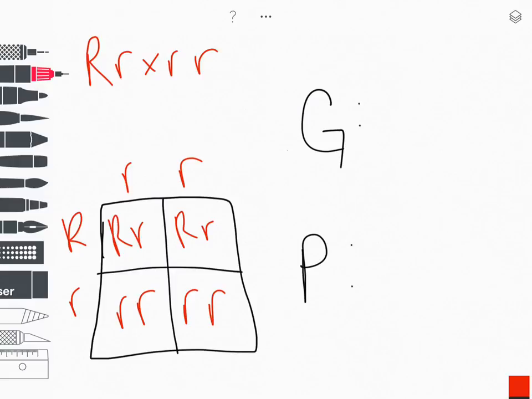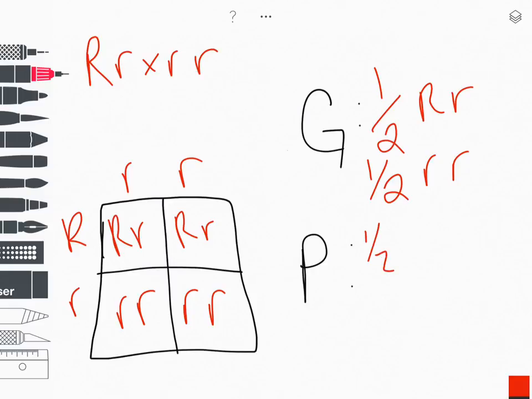And what we see is that 2 out of the 4 boxes are big R, little r. I'll express it as a fraction this time. So 1/2 are big R, little r, and 1/2 are little r, little r. When we go to look at our phenotypes, what we see is that 1/2 of the children, or there's a 50% chance for each child that the child will be roan, and a 50% chance that a child will be white. It certainly does not mean that if they have one roan child, their next child is for sure going to be white. It's a 50-50 chance each time they have a child.